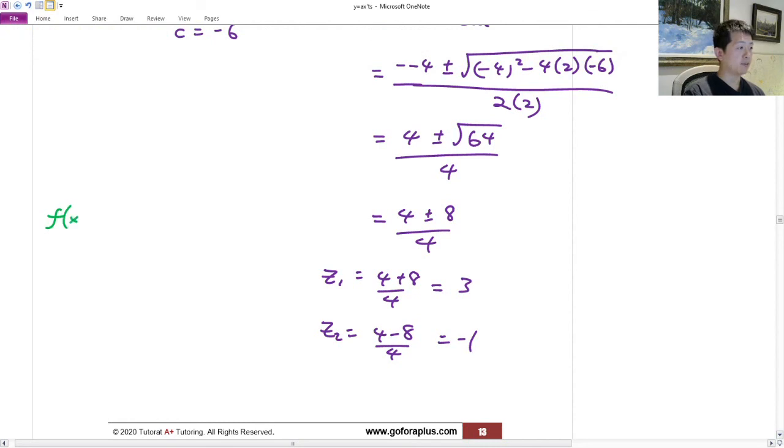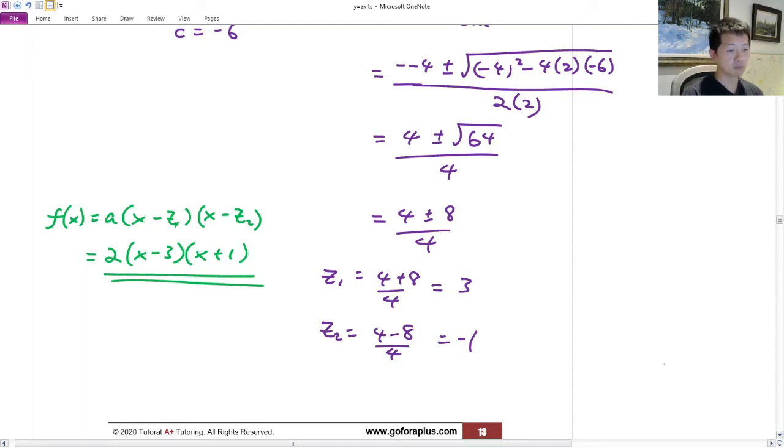Now my factor form is a times x minus first 0 times x minus a second 0. If we plug it in, a is 2, x minus 3, and x plus 1. And that's basically my factor form, and that's my final answer here.